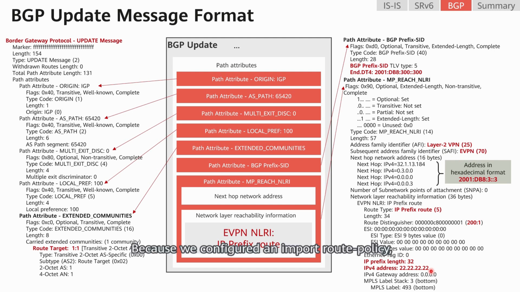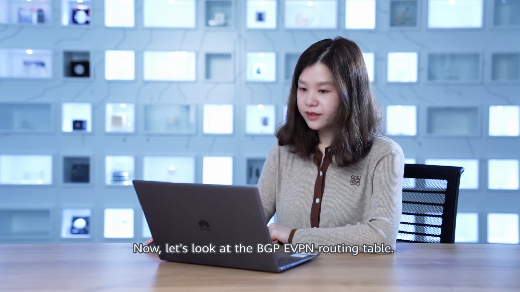Because we configured an import route policy, the route does not carry any color value. However, if we configure an export route policy, the color attribute will be carried. Now, let's look at the BGP EVPN routing table.